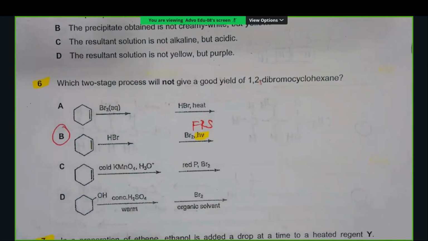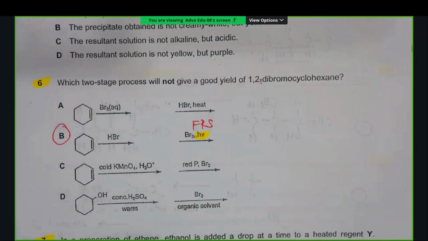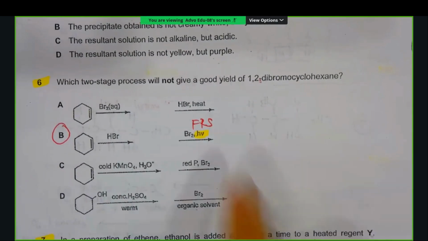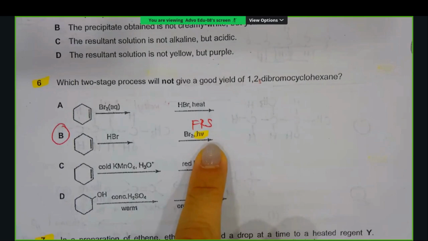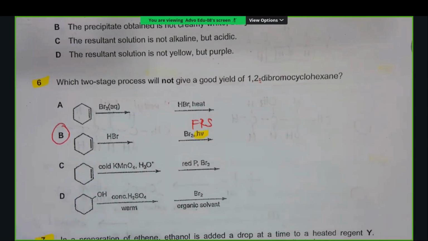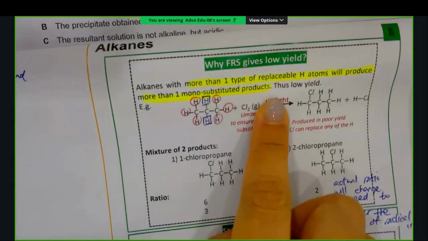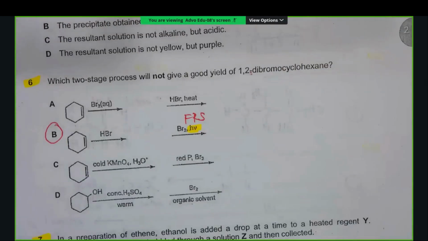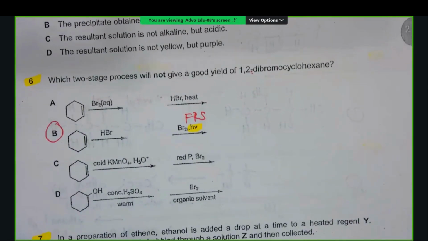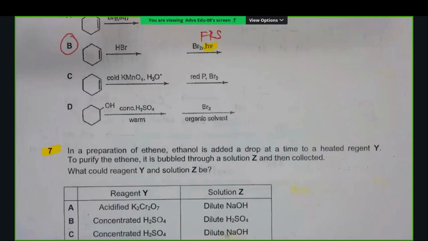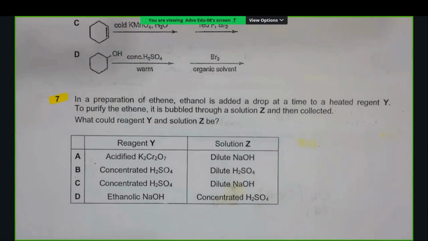Okay, we still have time. Let's continue. 7, 8, 2 questions only. Free radical substitution always gives you low yield, right? Remember, because of the fact that we always produce more than one mono-substituted product. So the moment you see free radical substitution, no need to think, circle. Okay, 7 and 8, 5 minutes, 2 minutes each. Okay, start now. I'll go through when it's 9:25, then I'll run through before I call your date.